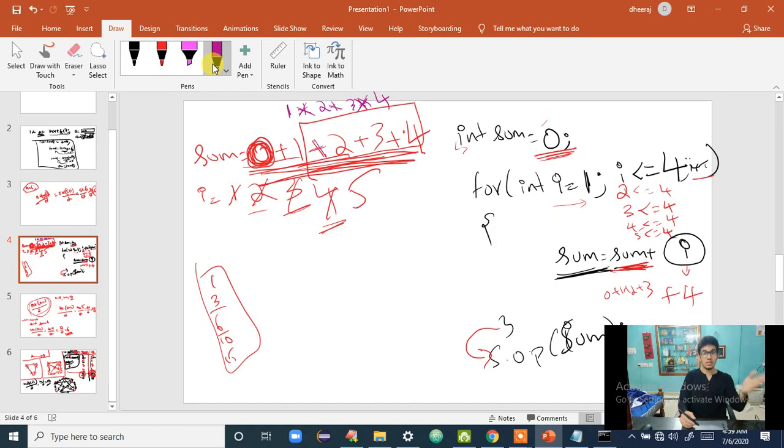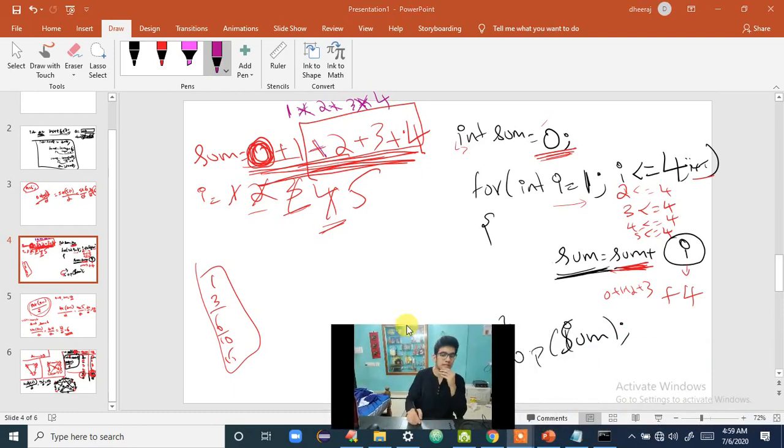Whenever you see something plus something plus something, the logic is sum is equal to sum plus something. Whenever you see something into something into something, then what is the logic here? That is sum is equal to sum into something. So I hope it is very clear for you to notice here that whenever there is a plus, sum is equal to sum plus I.